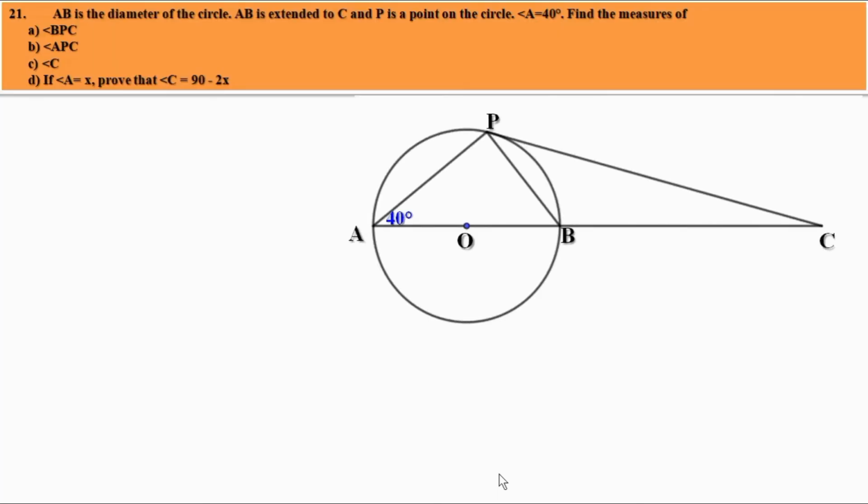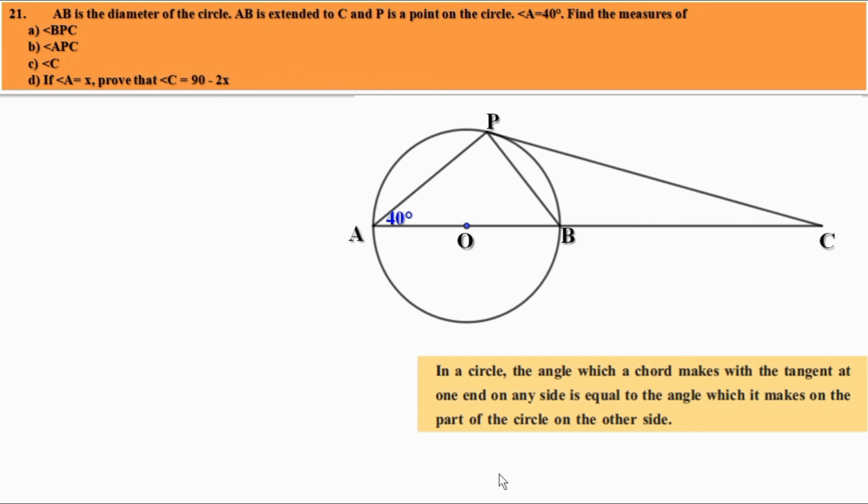Let us look at the figure. We know in a circle the angle which a chord makes with the tangent at one end is equal to the angle which it makes on the other part of the circle. That means PB is a chord and PC is a tangent. So this angle is equal to this angle. Therefore, angle BPC equal to 40 degree.